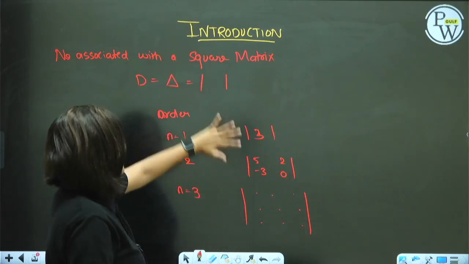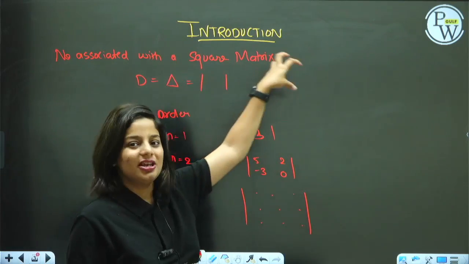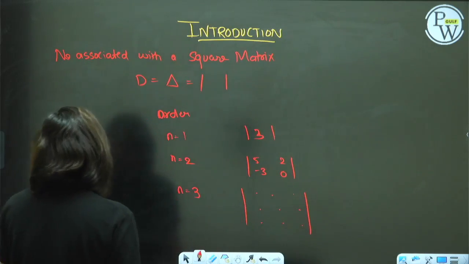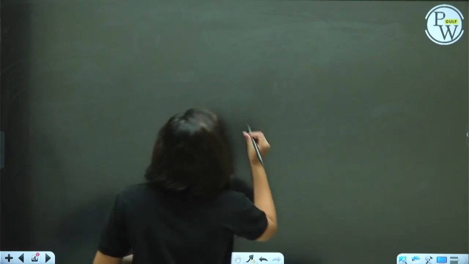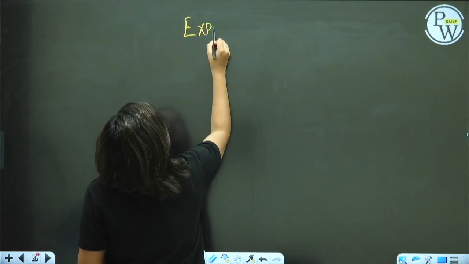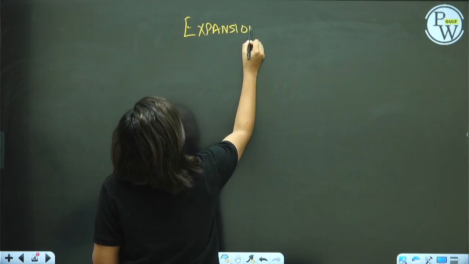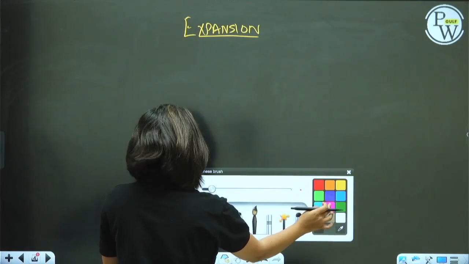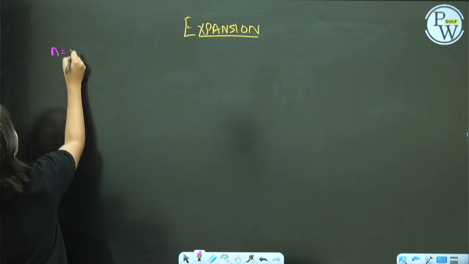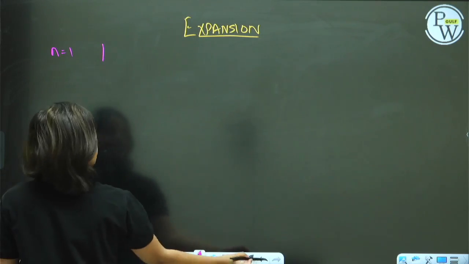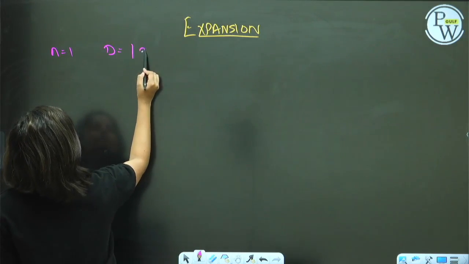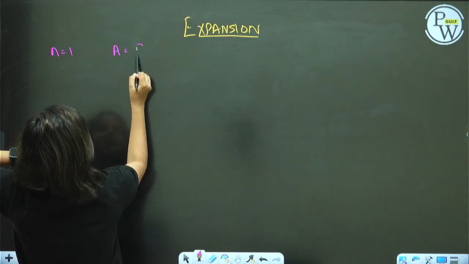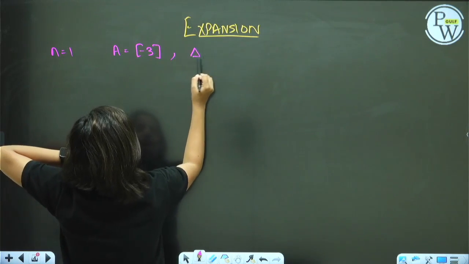The second aim, after understanding that it's just a number related to a matrix, is to find what that number is. It comes under the topic expansion of determinants. Let's see how we expand a determinant. For order 1, the expansion is very easy. For n equal to 1, if this is your determinant, let's say D equal to minus 3, or if a matrix A is given like this, minus 3, what will be the value of the determinant? It will be minus 3.